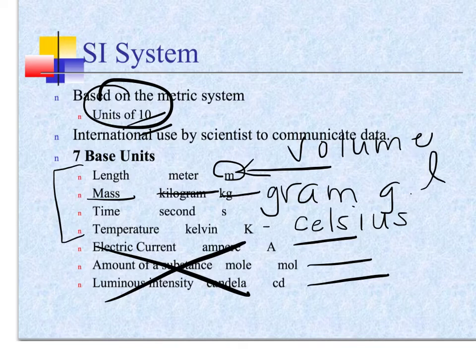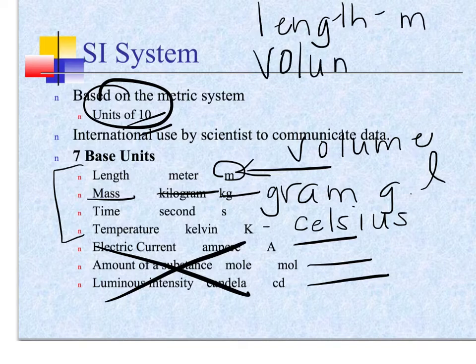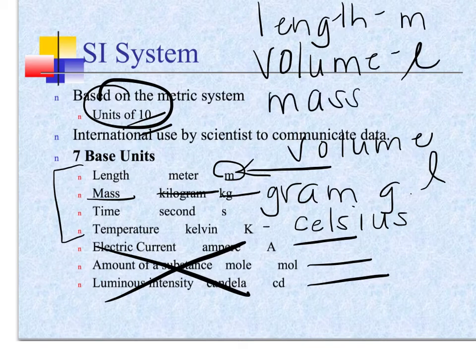So we're going to see most is length. And the base unit, again, is meter. We're going to do volume. Base unit is liter. And mass, not weight, mass. And the base unit is gram. Meter, liter, gram.